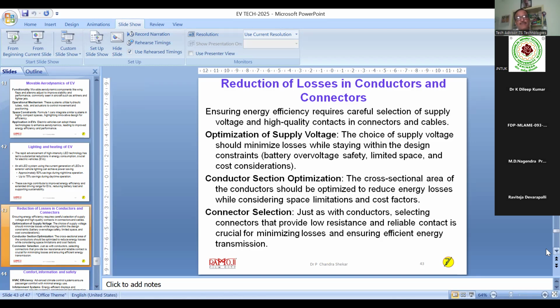Conductor selection optimization. The cross-section area of the conductor should be optimized to reduce energy losses while considering the space limitation and cost factor. Connector selection. Just as with the conductor, selecting a connector that provides low resistance, reliable contact is crucial for minimizing the losses and ensuring efficient energy transmission.